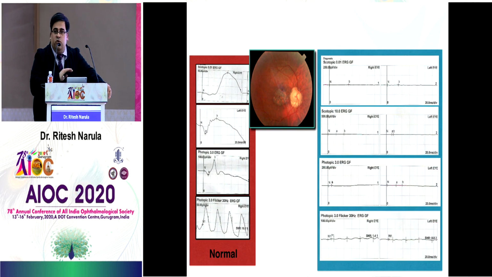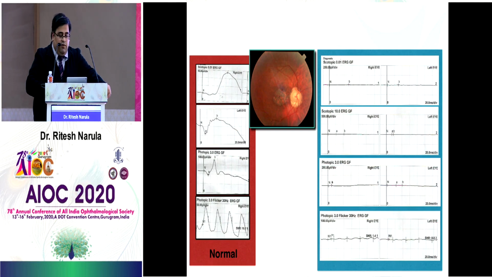In a low flash, no B wave. In a maximal flash, no A wave from the rods. Photopic ERG, again flat, flickers, again gone. You're comparing each of these with the normal. So rod function is not there, cone function is not there. So what disease is this? Achromatopsia would be only cone gone. It's a rod cone dysfunction.